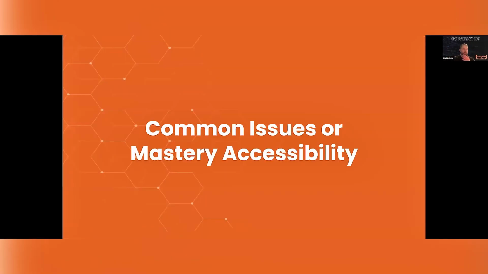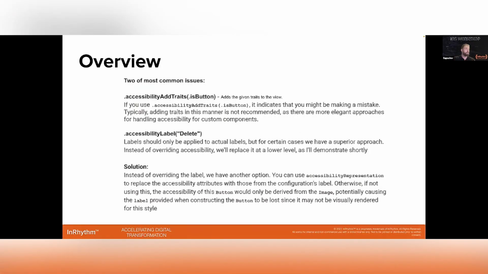Cool. So, common issues or mastery of accessibility. One of the most common issues is accessibility add traits, like the button trait, which we add to a specific element. If you use accessibility add traits, it may indicate that you are making a mistake, because all toggles will say they're toggles, all buttons will say they're buttons, all text will say it's text. So if you're using a button but for some reason you want to say it's an image, that's a logical thing you have to think more about: should I do this or not?